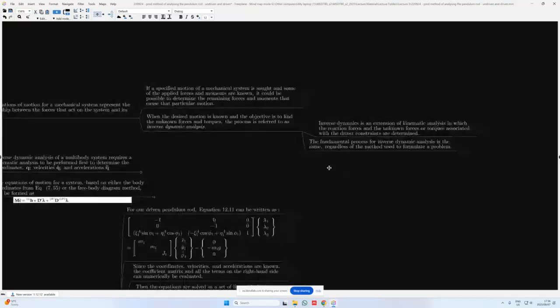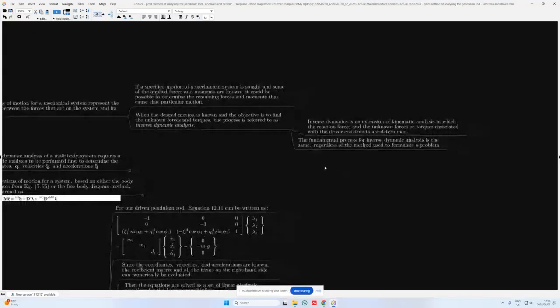Inverse dynamics is an extension of the kinematic analysis in which the reaction forces and the unknown forces or torques associated with the driver constraints are determined, and the fundamental process for inverse dynamic analysis is the same regardless of the method used to formulate a problem.